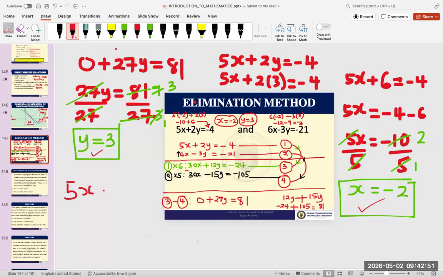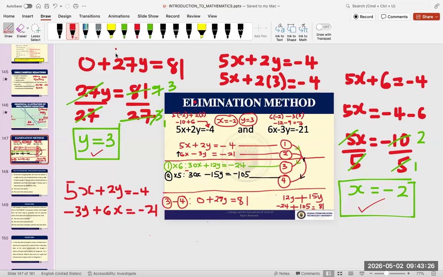What I said was that make sure the variables are matching before you start. So assuming this one was written this way, 5x plus 2y equals -4. And then the second one was -3y plus 6x equals -21.